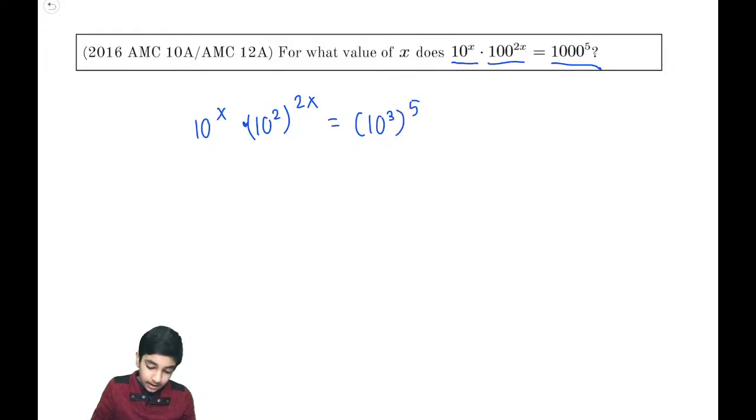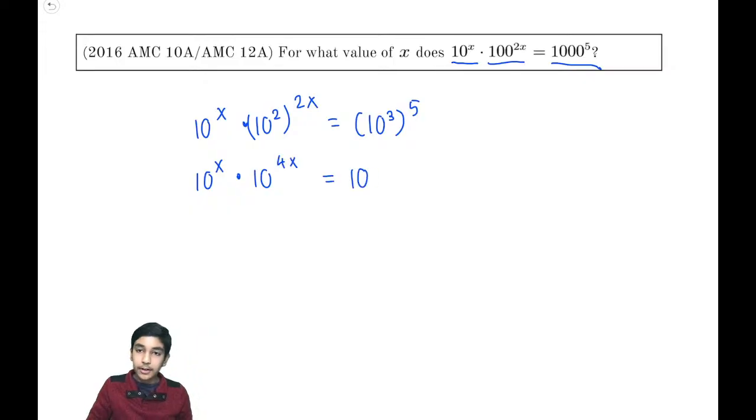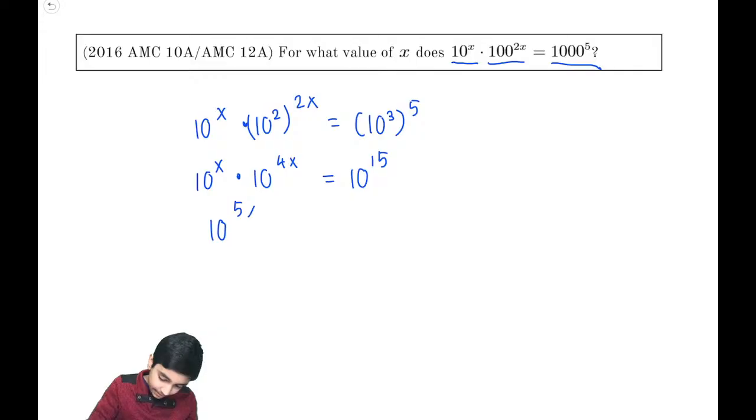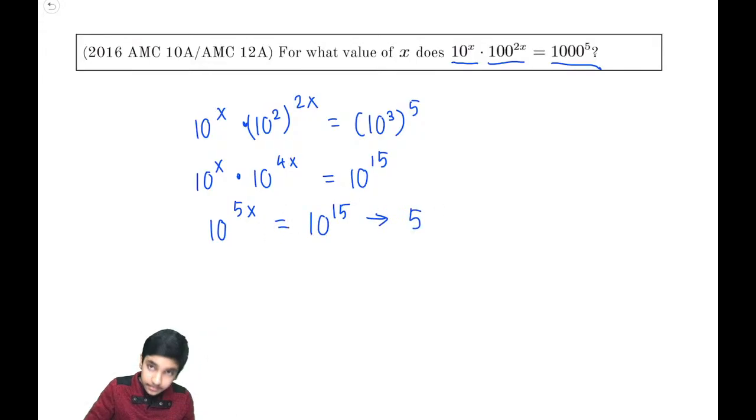And then we can rewrite this, and remember, when you're taking an exponent to the power of another exponent, we multiply the exponents, so 10 to the x times 10 to the 4x equal to 10 to the 3 times 5, so 15. And then we can make this into 10 to the power of x plus 4x by the exponent product rule, so 10 to the power of 5x is 10 to the 15. This means that 5x is 15, or x equals 3.